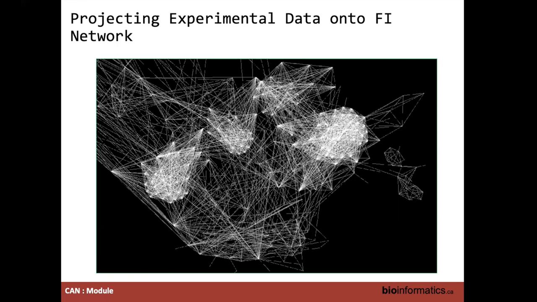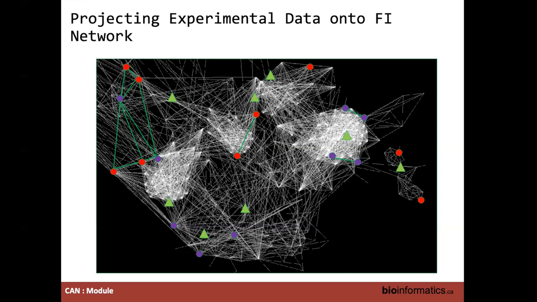So just imagine this was the entire network. Obviously it would just look like a hairball, or a tightly wound ball of string, but you project your genes into the network, and there could be different types of information. There could be genes that are upregulated and downregulated or different types of mutations. Obviously those genes, those nodes, have edges associated with them within the network. So you can start building out these connected regions.